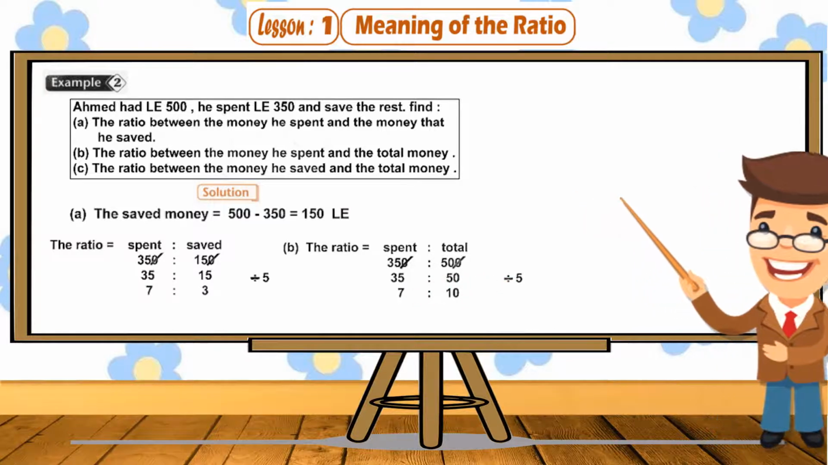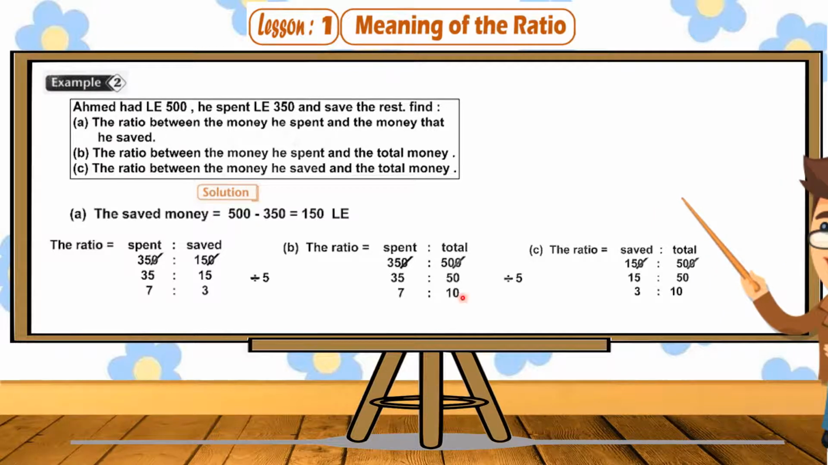Letter C. The ratio between the money he saved and the total money. The money he saved, the first quantity, it will be 150, and the total money, the second term or the second quantity, equals 500. We will remove 1 0 with 1 0, the remaining 15 to 50, dividing by 5 equals 3 to 10.